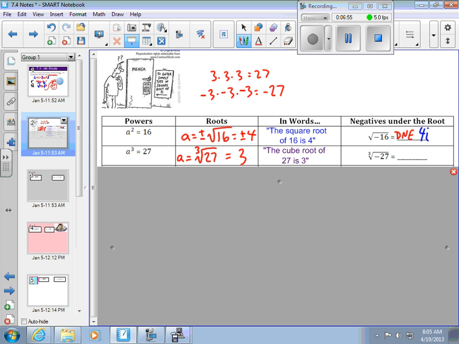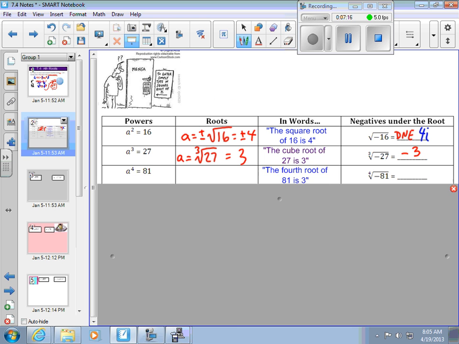But if we come over here to our last column, what's the cubed root of negative 27? There is an answer for that one that does not include i. It's not an imaginary, it's a real answer. It would be negative 3 because negative 3 times negative 3 times negative 3 is negative 27. So we'll keep that in mind and see if we can find a pattern here as we go with some of these different powers.